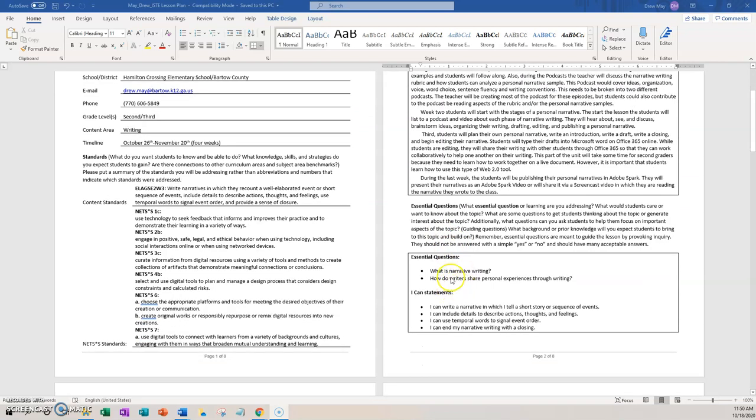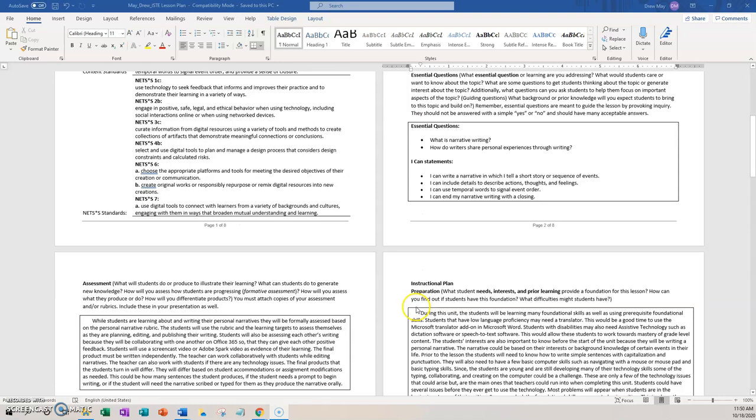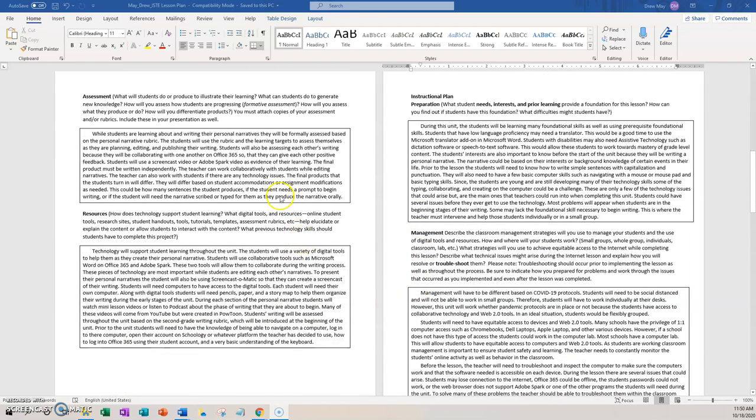So here are the essential questions. What is narrative writing, and how do writers share personal experiences through writing? And then their I can statements, that they can use thoughts, feelings, and actions in time words to order events and things like that. Then their assessment will be their personal narrative rubric, which will be attached to the blog. And then the resources with computers, YouTube, and the Web 2.0 tools that they'll need.